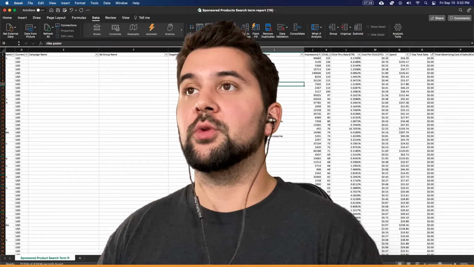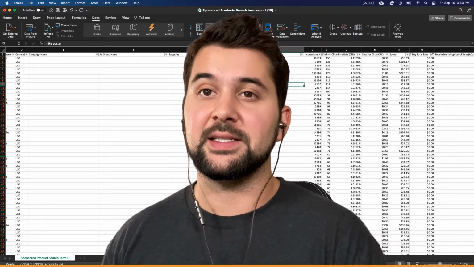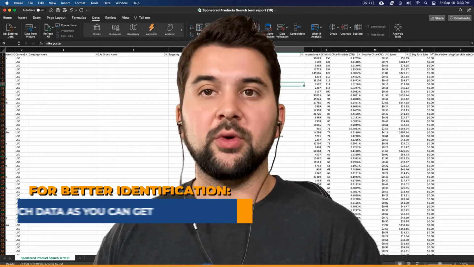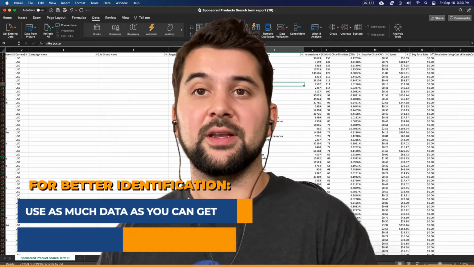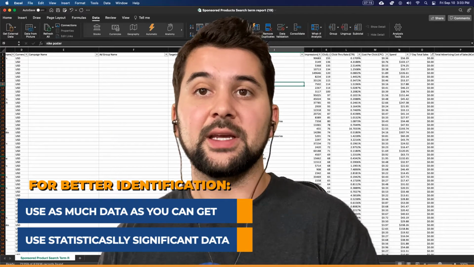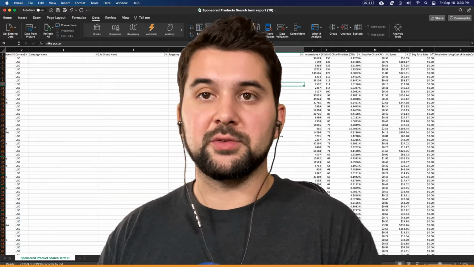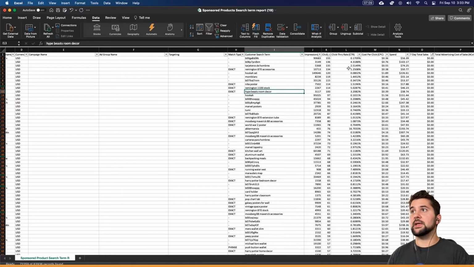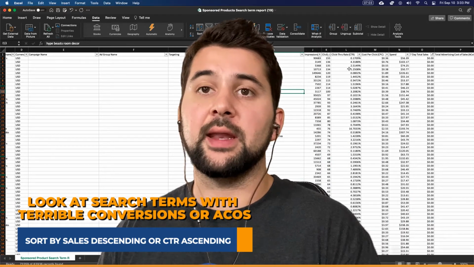So right now we're looking at a search term report. I pulled the longest date range possible, that's 60 days. You want the most data that you can get, really. I mean, you want the most statistically significant data that you can get. I pulled the campaigns and targeting for obvious reasons, but here we're looking at everything. I sorted by clicks descending with no sales. You can also do click-through rate ascending.